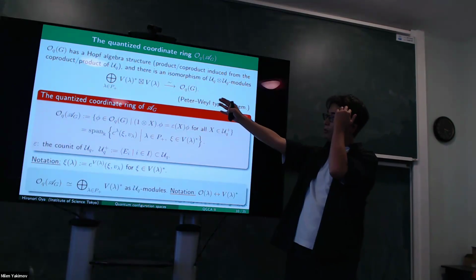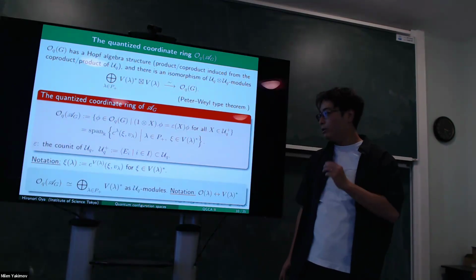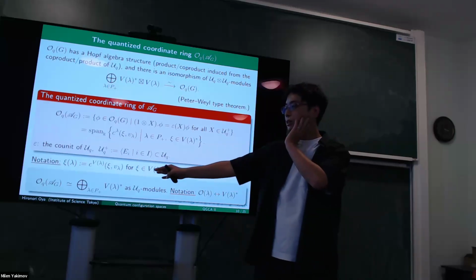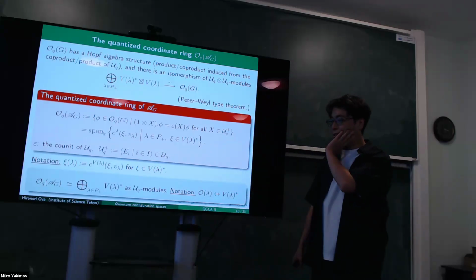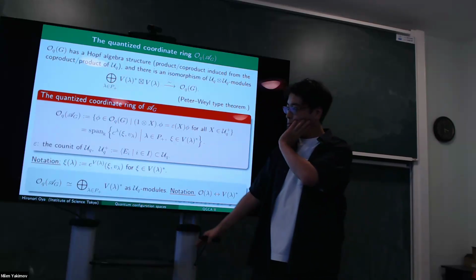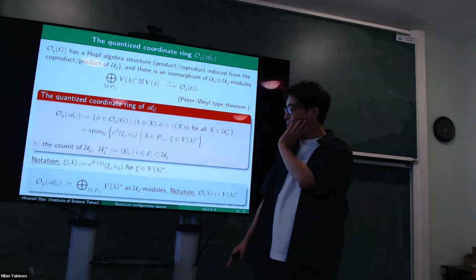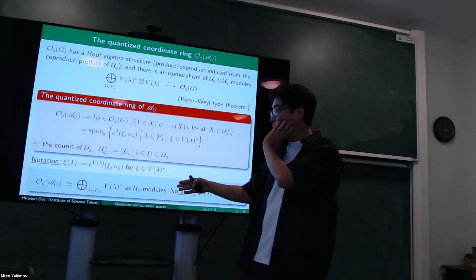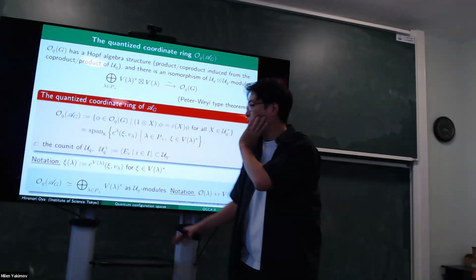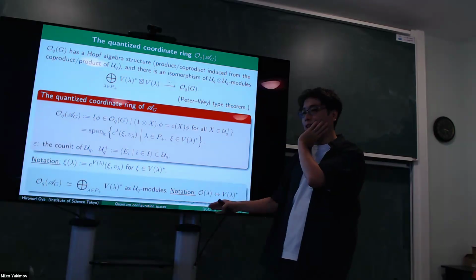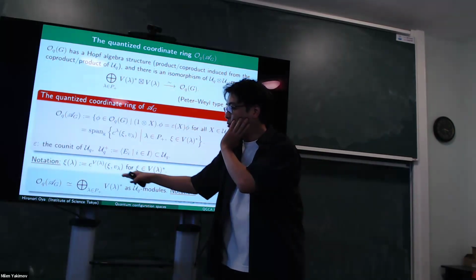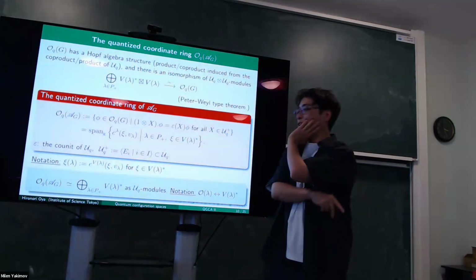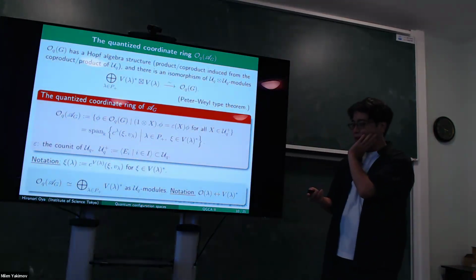And from the Peter-Weyl theorem, we can easily say that OQ of AG is isomorphic to the direct sum of the duals of B lambda. Through this isomorphism, the space corresponding to B lambda will be written as O lambda. So B lambda star corresponds to O lambda. This is our notation.